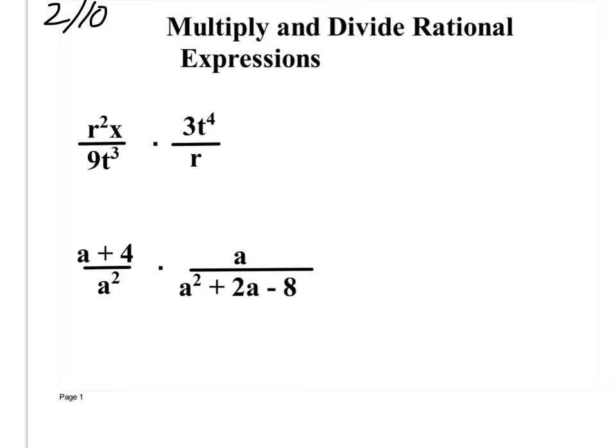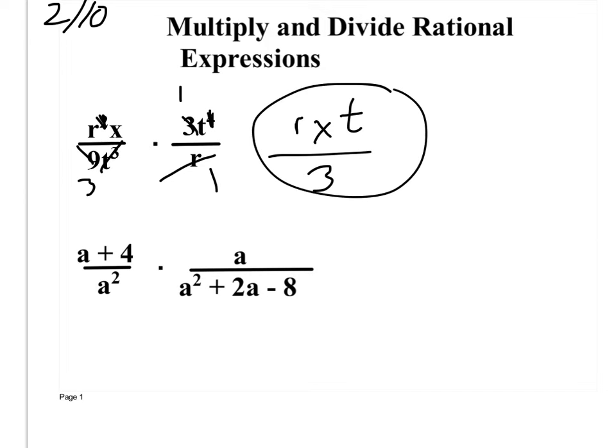R. Okay, I can get rid of an r, which gets rid of one of those. I can get rid of the 3. Leaves me with 3 down here. What else? I can get rid of t cubed, and that leaves me with 1 right there. Do I have anything else I can get rid of? There's not another x. There's not an x on bottom anywhere. So I have left r, x, and t, and on bottom, what do I have left? 3.